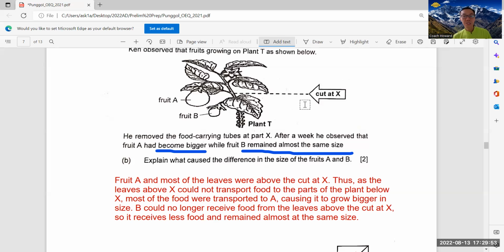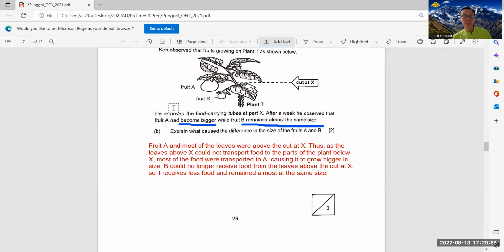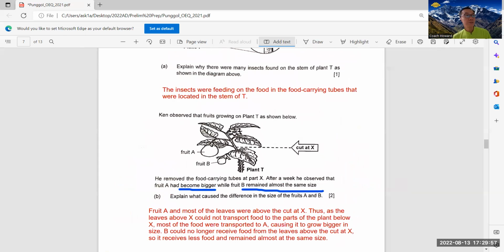Okay, so this is how you answer this question, which I'm going to do a screenshot now. And then we'll take a 7 minutes break. Okay.